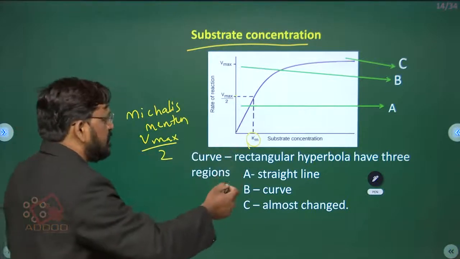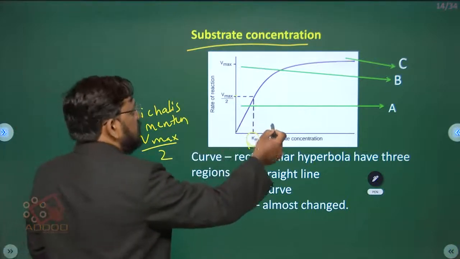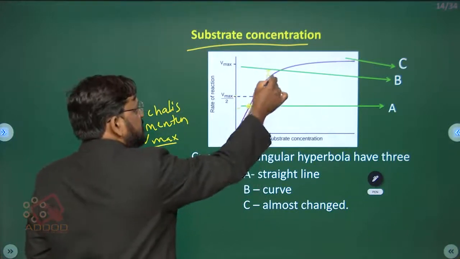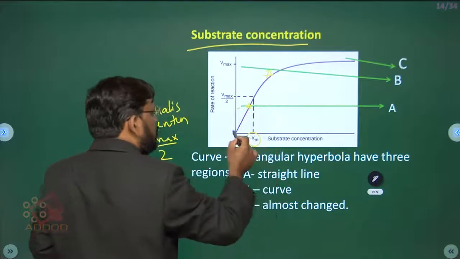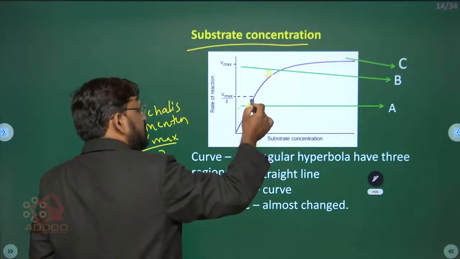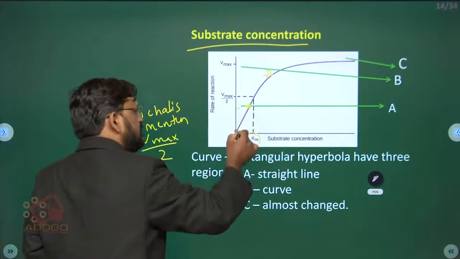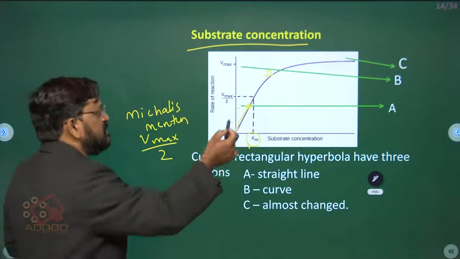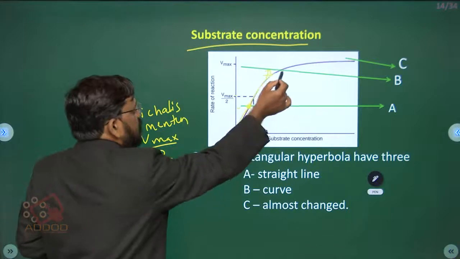Here you can see that, let us think, this is A, up to here A, this is B, this is C. So, when you increase the substrate concentration, the rate of reaction also increases, that is why you got a straight line. Afterwards, if you keep on increasing, slowly the curve is bending down, so you are getting a curve shape.